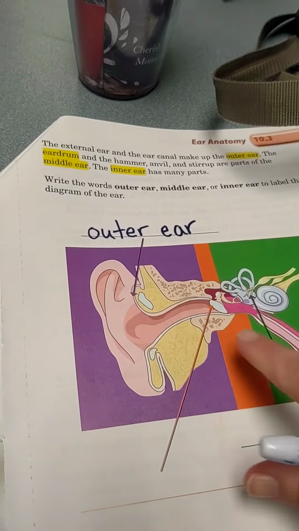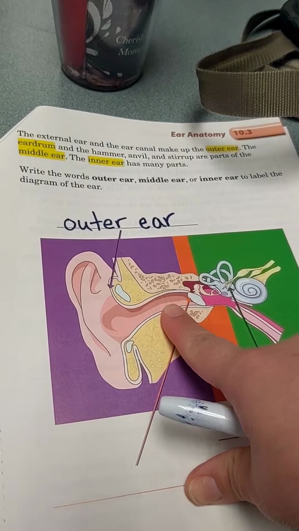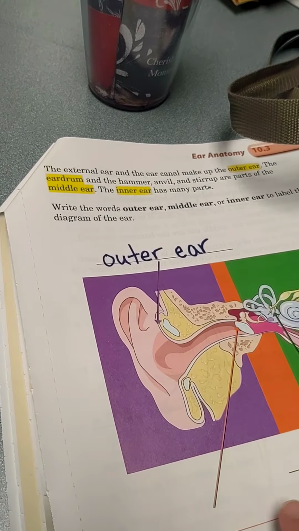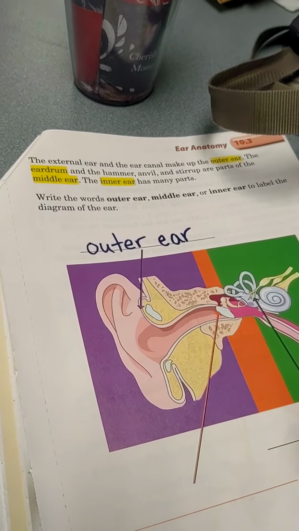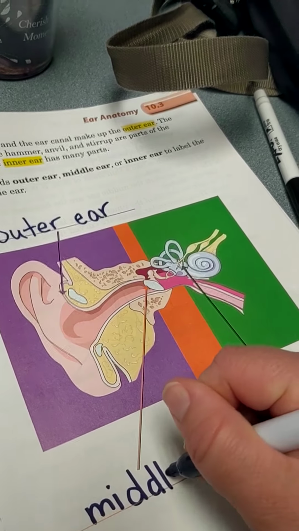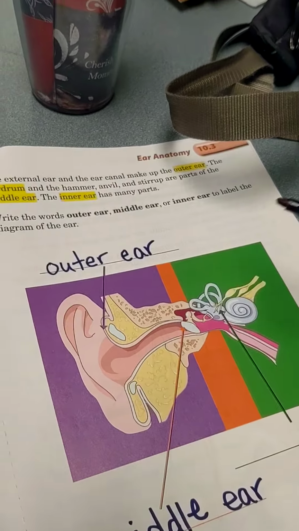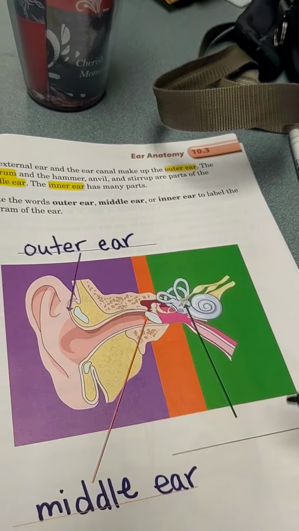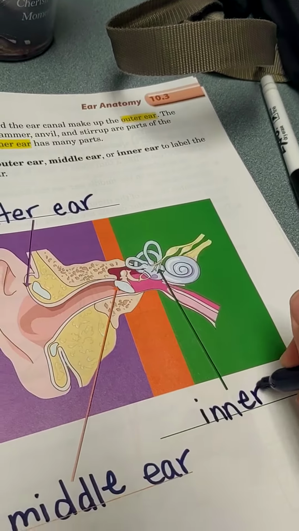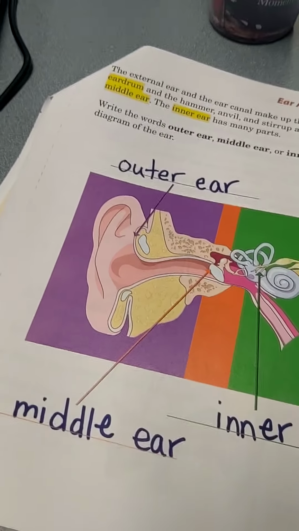Okay. Now look here. Which part do you think this is? Is this the middle ear or the inner ear? And if you said middle ear, you are correct. So we're going to write middle ear here. Okay. And then, of course, what's left is the inner ear. All right.